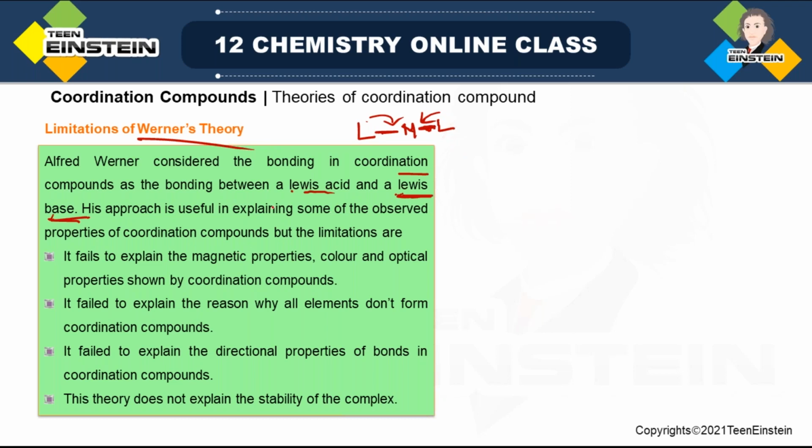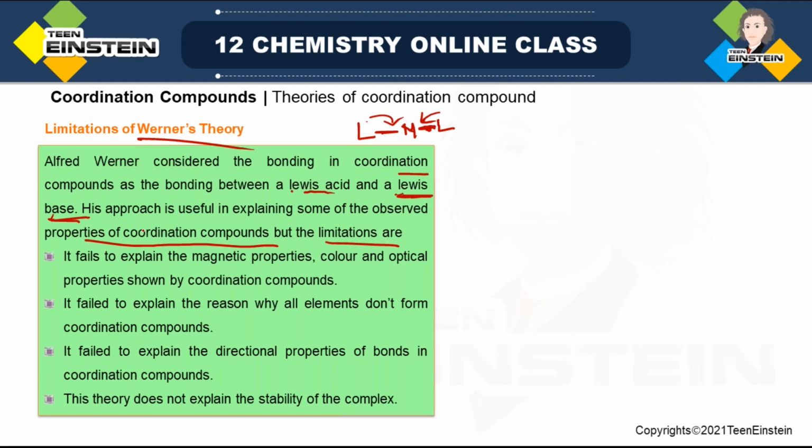Lewis base means that which has the capacity to donate an electron pair, and Lewis acid is that which can accept an electron pair. So the metal is accepting an electron pair. That is why the metal is the Lewis acid and the ligand is the Lewis base. So he proposed that it is completely a Lewis acid, Lewis base type of interaction. But this type of approach is able to explain some of the observed properties of coordination compounds, but not all the properties. That means there are some limitations.